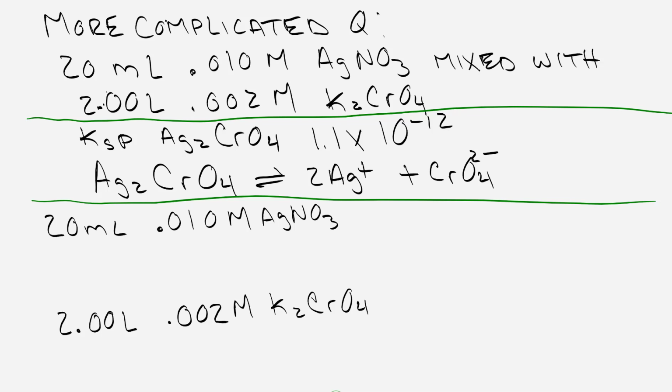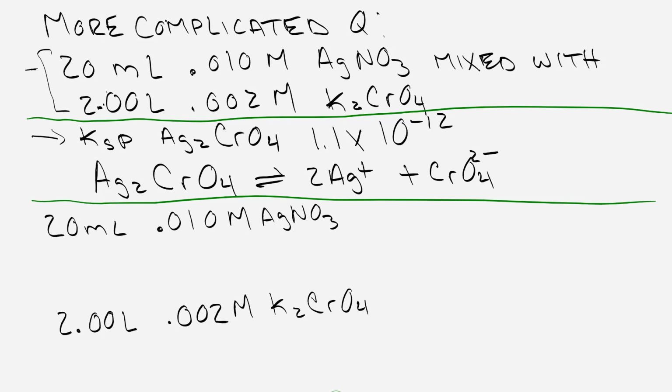So let's do something slightly more complicated. We're going to mix two solutions, and this will not have a 1-to-1 mole ratio, so you'll get to see how that works. So this will be 20 milliliters of 0.010 molar silver nitrate mixed with 2 liters of 0.002 molar potassium chromate. We're given the KSP of our chromate, and we want to know if a precipitate will form by mixing these two solutions.